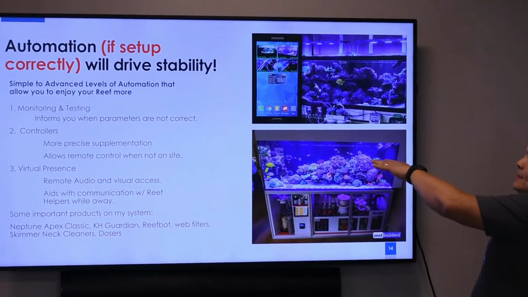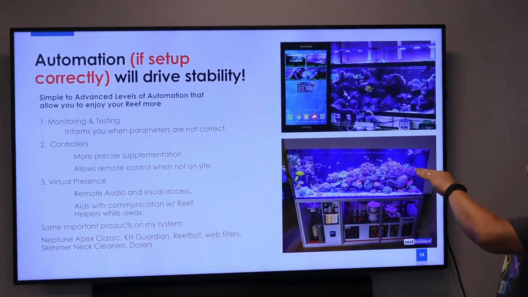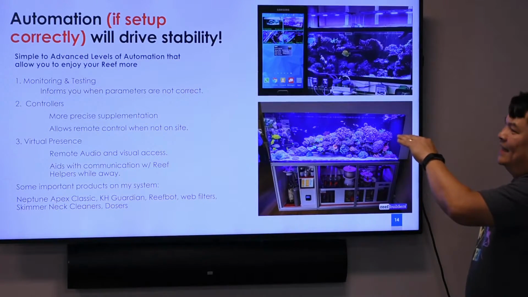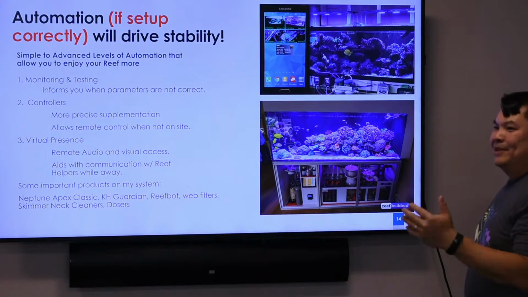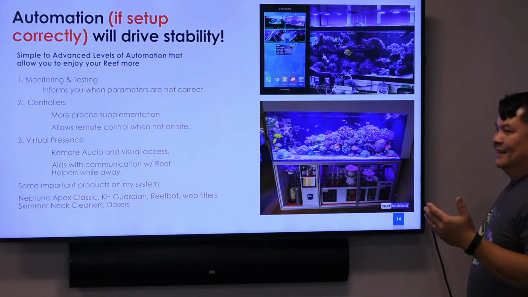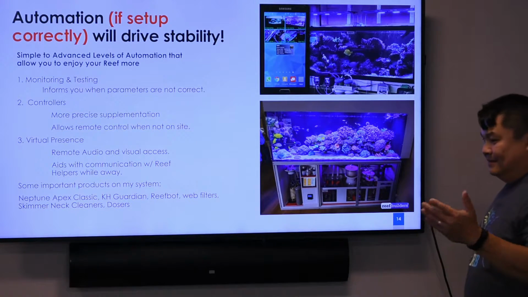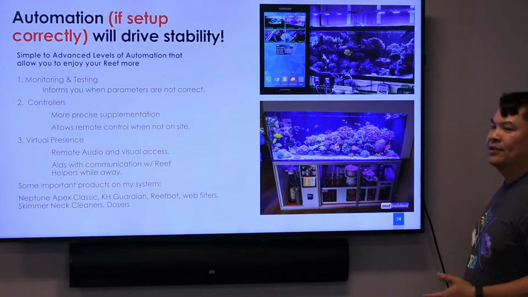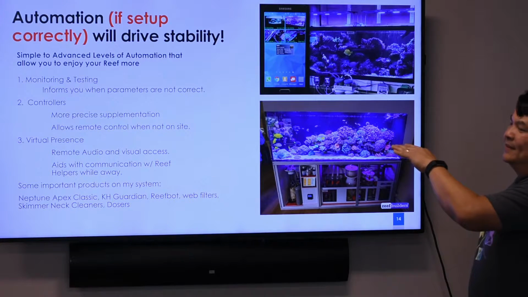But monitoring and testing is the first thing to do, because if you can automate that, laziness doesn't get in the way. If you don't have something that automatically measures for you, it's up to you to measure. And life happens. If you miss something and nothing tells you that something's wrong, you don't know, so you don't know how to react. So if you're going to automate anything, monitoring and testing is the first thing.